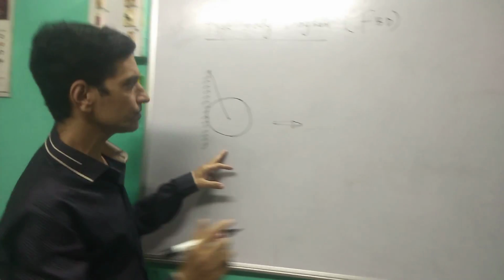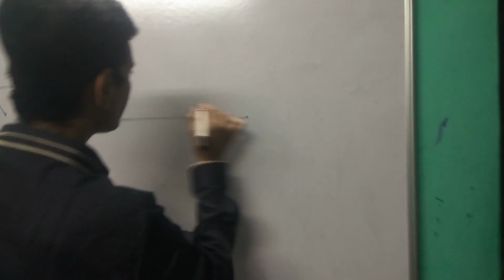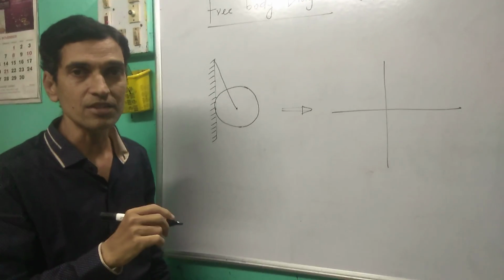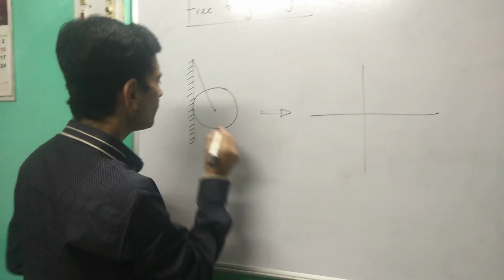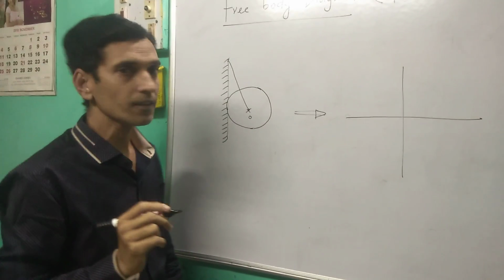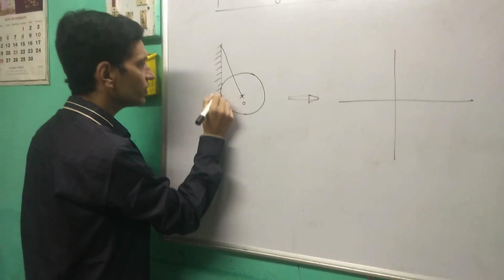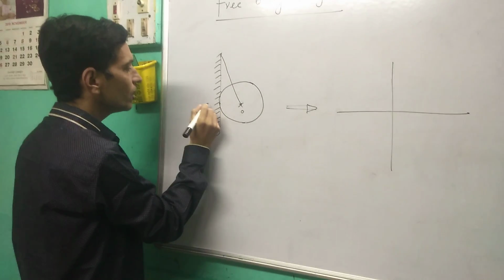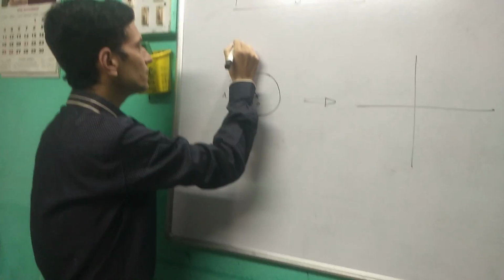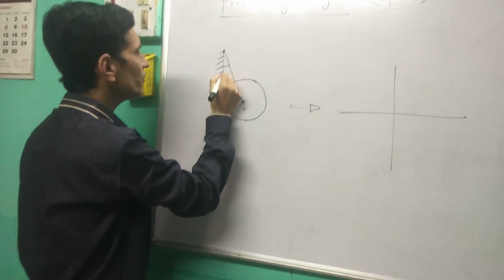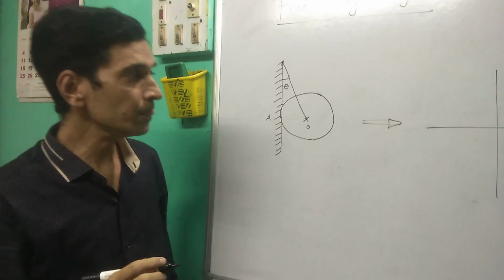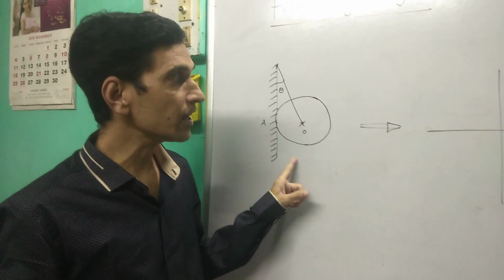Before drawing the free body diagram of any body, first we need to draw all four quadrants. Now I am drawing the free body diagram of the center point of this body. Assume that the contact surface between the spherical ball and the vertical plane is A. Suppose this angle of the cable with respect to the vertical plane is theta. So what are the forces acting on the spherical ball?